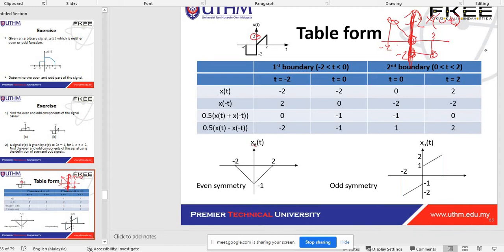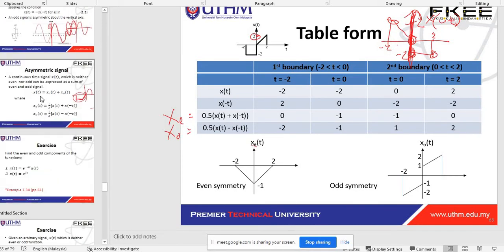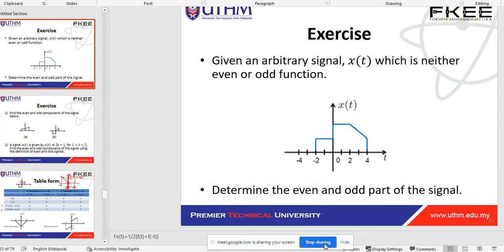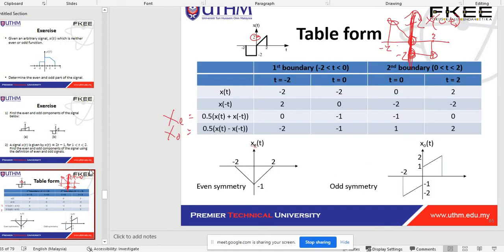Okay, right. So now you need to perform. This is referred to x even. This is referred to x odd. Okay, this is the formula. You still remember just now I show you x even and x odd. This is the formula. Then we use it here. For x even, okay, xt plus x minus t divided by 2 lah.